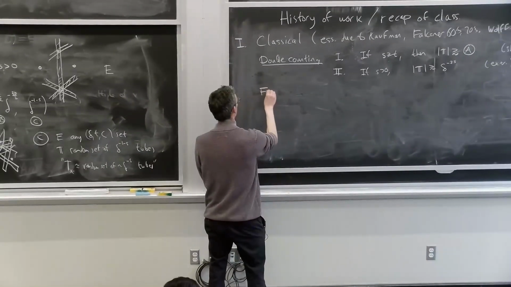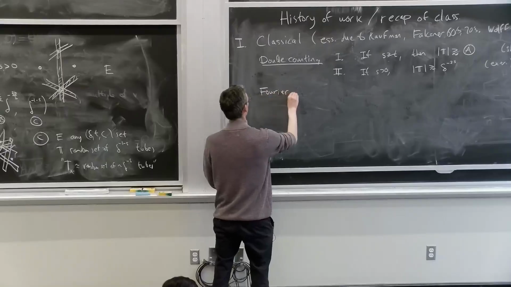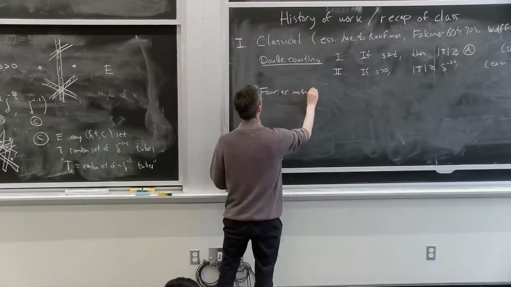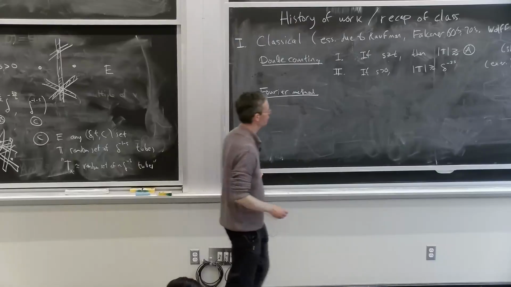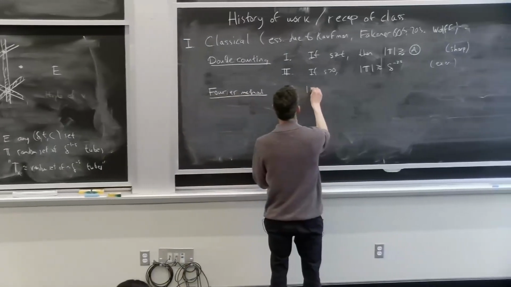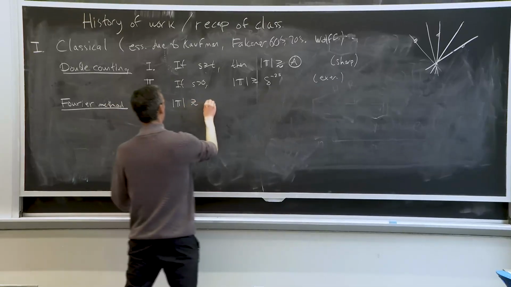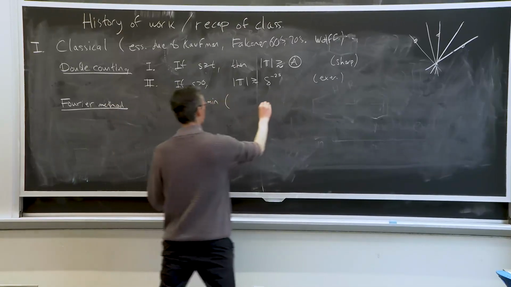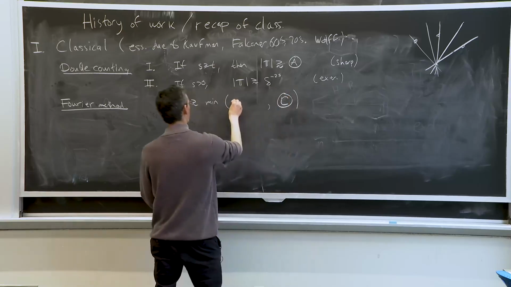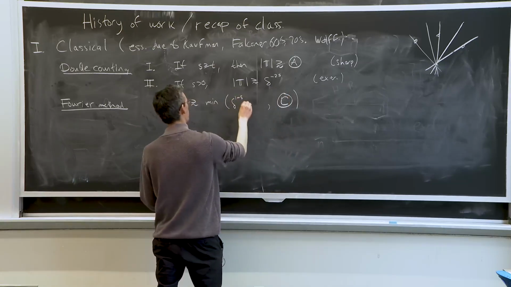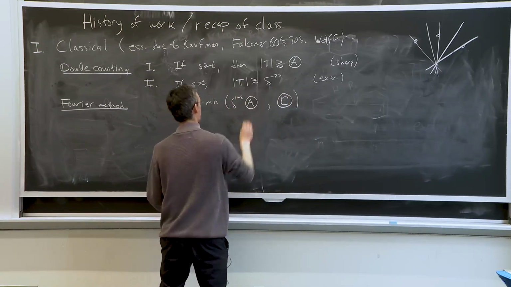OK. Then there was a Fourier method that we did in class. And the Fourier method showed that t was bigger than the minimum of two things. One of them is option C. And the other one is delta to the 1 minus s times option A.